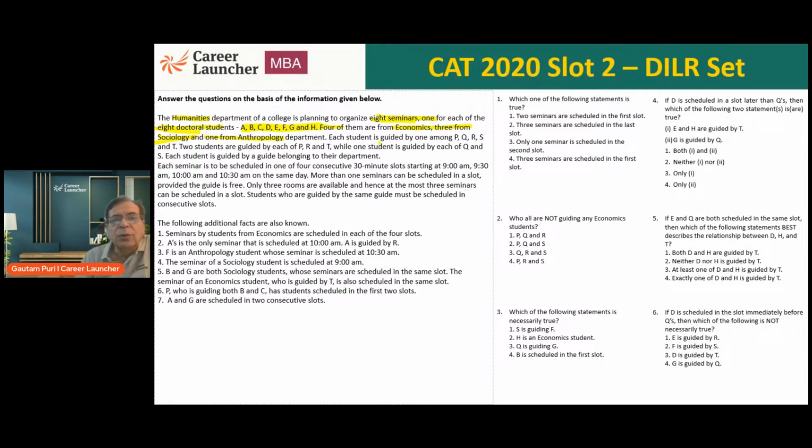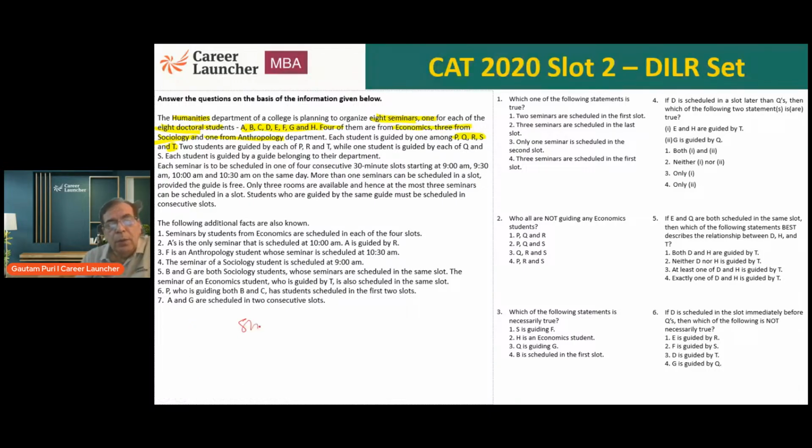Okay. Each student is guided by one among PQRST. So the guide or the professors are PQRST. 8 students, 5 guides or professors. Obviously, we'll need to also find out. So there are 2 things which we are clearly finding, which we should be able to say, okay, what all do I have to find out?